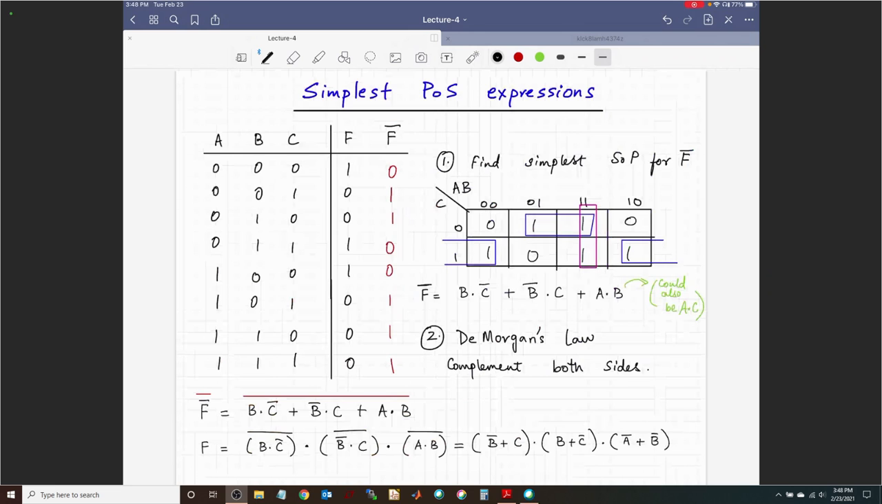And that's exactly what you would get if you started combining the zeros in F, right? The zeros in F would be in exactly those positions. And if you started grouping them, you would get exactly that same expression. Well, not unique, because this could also have been A complement or C complement, but you would get the same expression. So a couple of ways to go to the simplest POS. One, group the zeros in F, or start with the simplest SOP for F complement, then apply De Morgan's law. Okay.